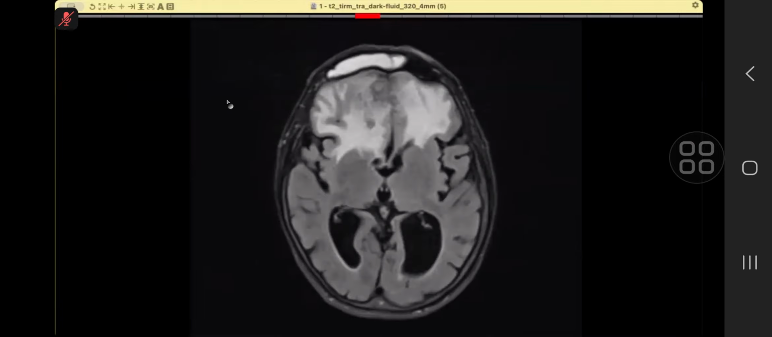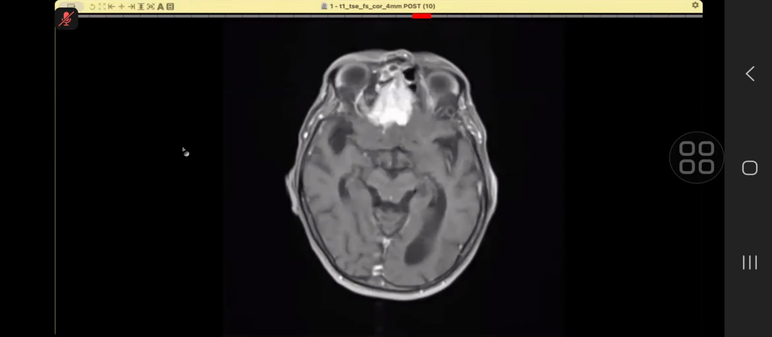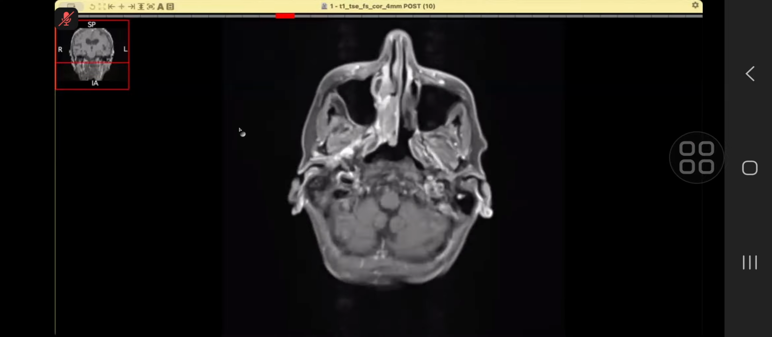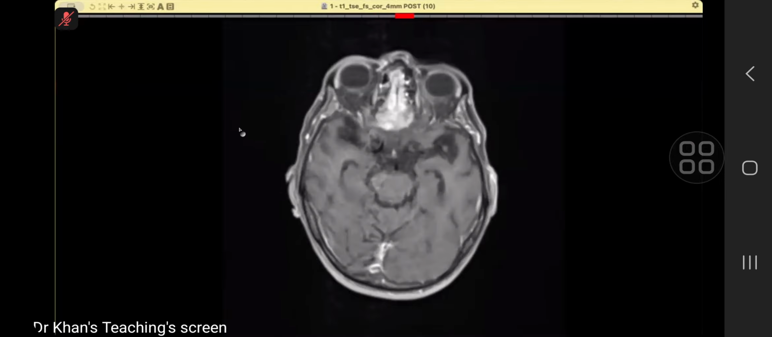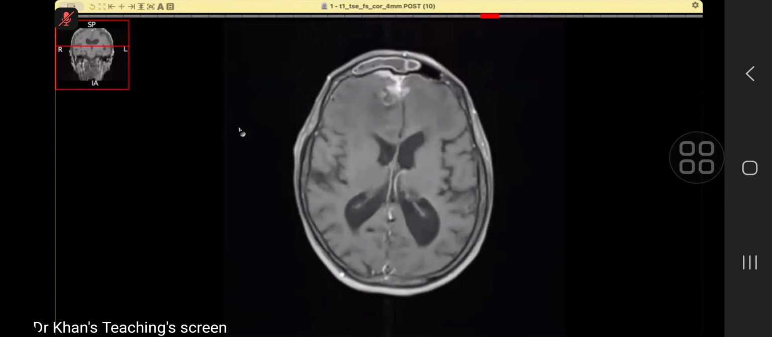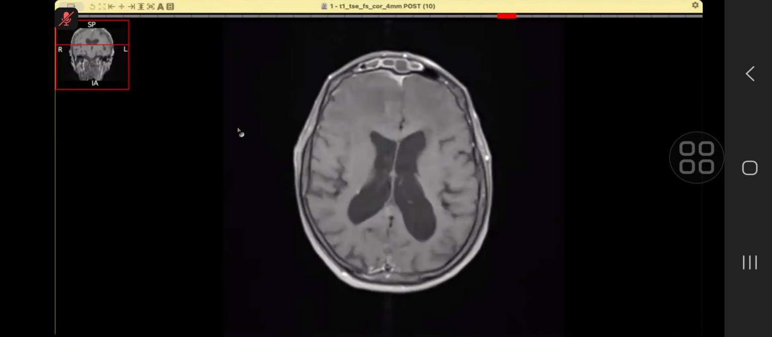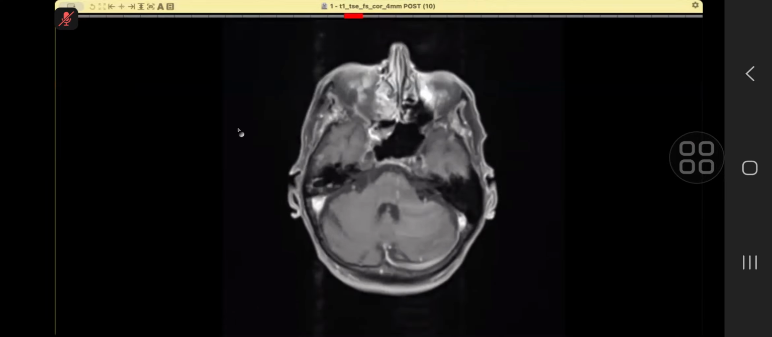Sir, I would like to see the post-contrast images. This mass is markedly enhancing and entering into the anterior cranial fossa with meningeal thickening. Okay, so your final conclusion? Esthesioneuroblastoma. Excellent, well done. Good. Thank you.